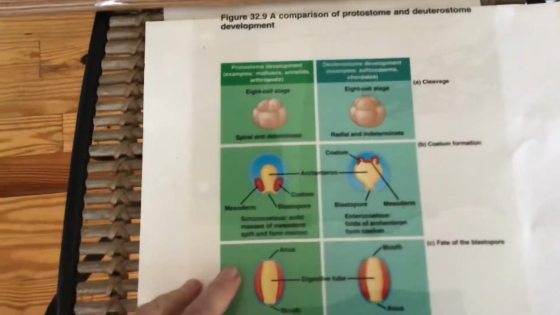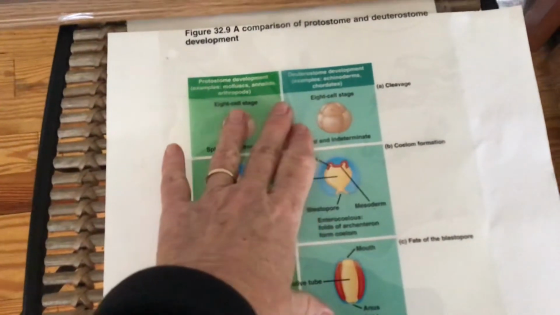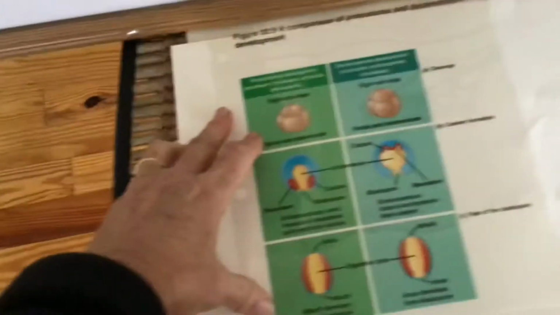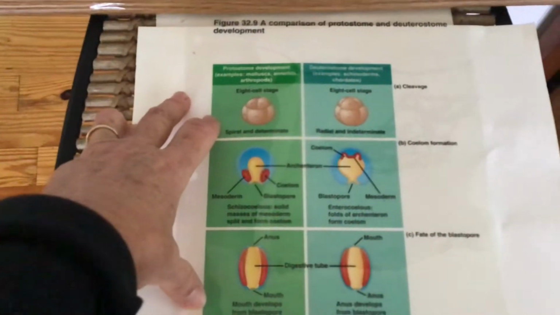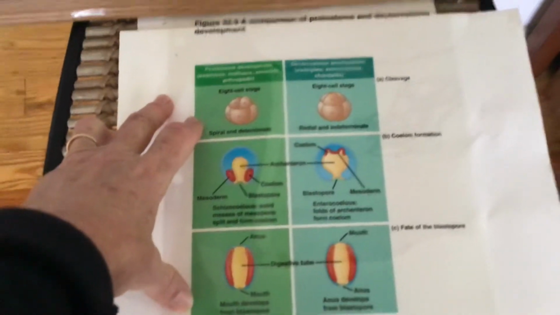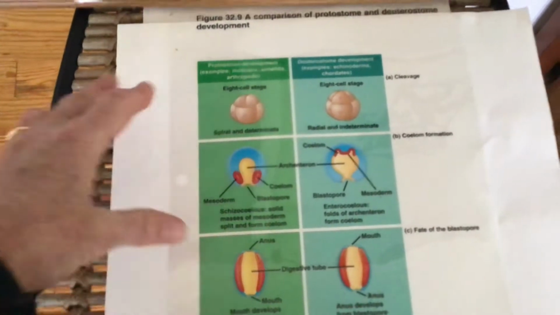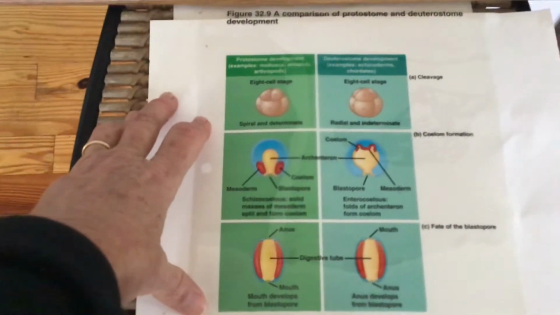By far, there's only two big groups, two big phyla that we're going to talk about that are deuterostomes. Of the other 35 phyla, they are all protostomes. So this is by far the more common. All right, now it's not real easy to remember this. So this is something that you're going to have to spend a little time trying to remember.